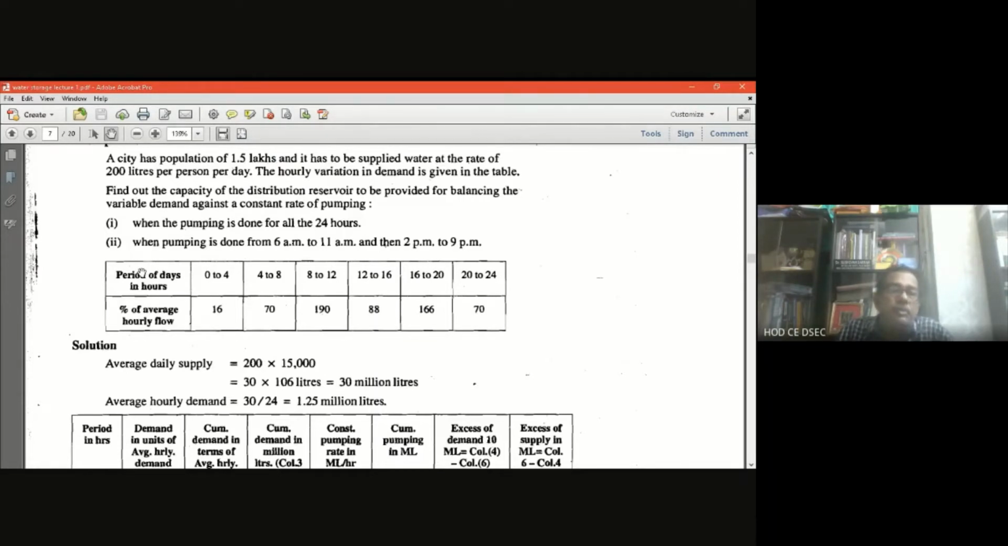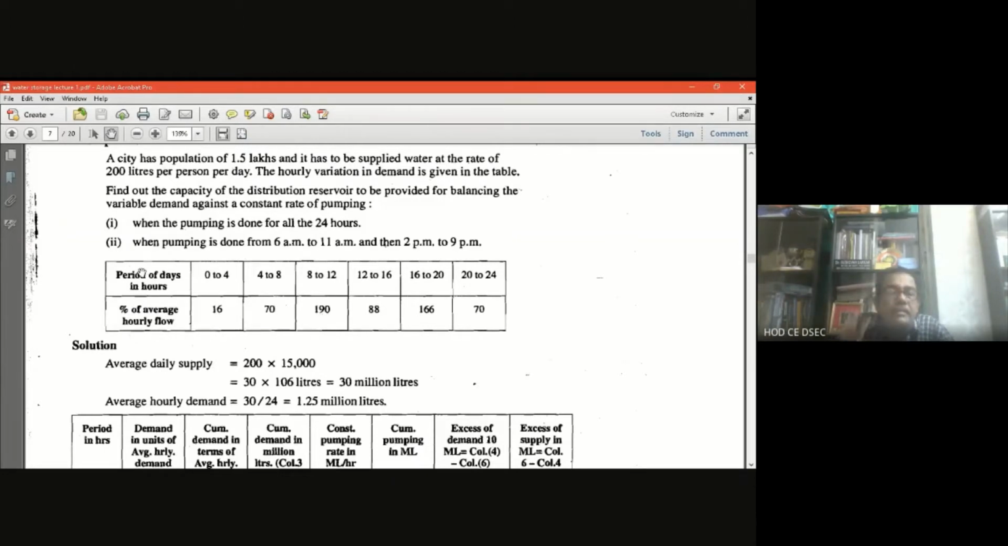Now, the period in hours is given, with the percentage of average hourly flow: 0 to 4, 4 to 8 at 70%, then 8 to 12, 12 to 16, 16 to 20, 20 to 24. So the percentage of average hourly flow has been given. First of all, you have to find out the supply, that is the straight line portion which you described in the mass curve. First, you have to determine what that is.